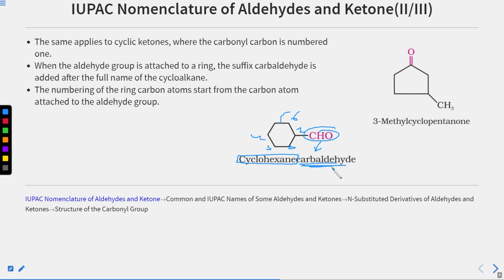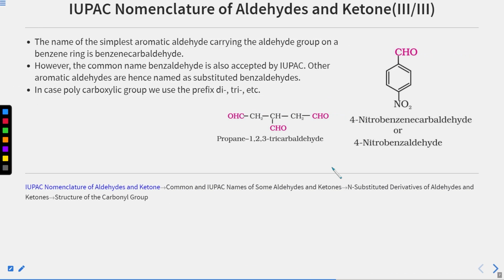Now one more thing about cyclic groups, but an aromatic one. The name of the simplest aromatic compound carrying the aldehyde group is benzene carbaldehyde. Or you can simply say benzaldehyde also. This name, benzaldehyde, is used often rather than benzene carbaldehyde. Now if this NO2 was not present here, then we would have called it benzaldehyde. And this benzaldehyde is the common name and also the IUPAC name. So you should remember this.